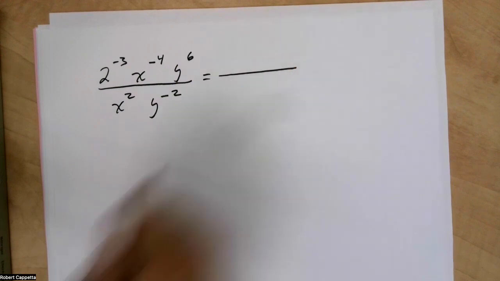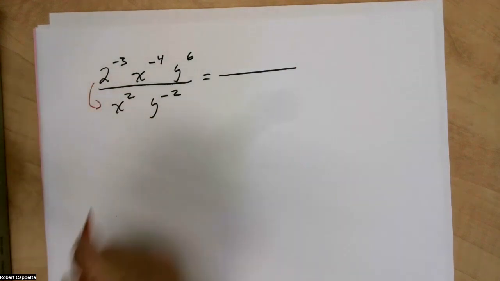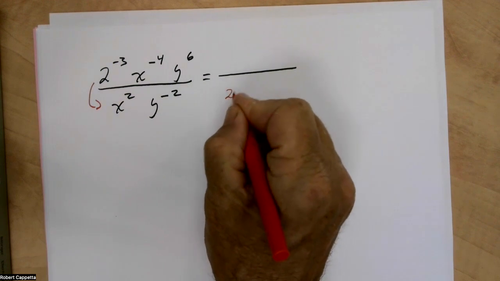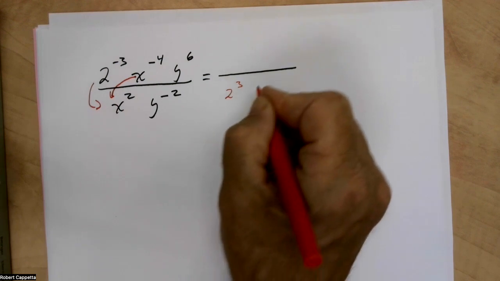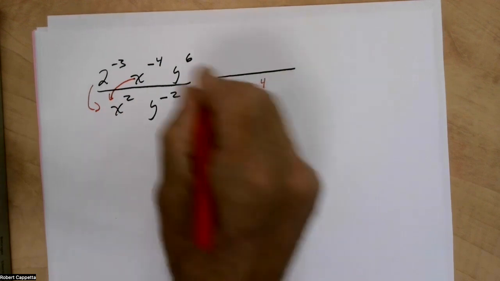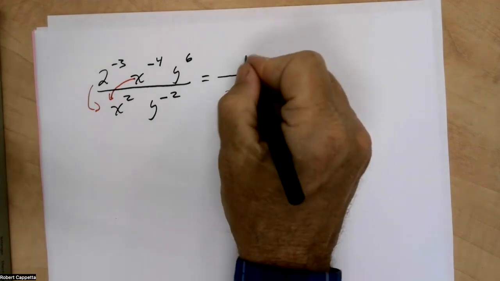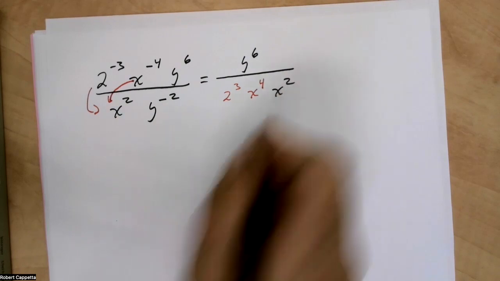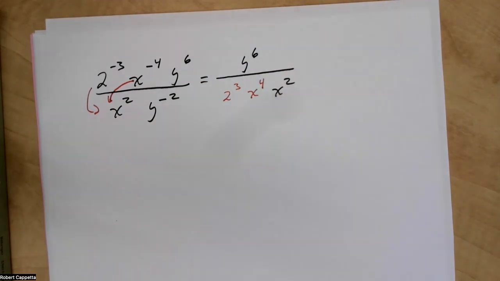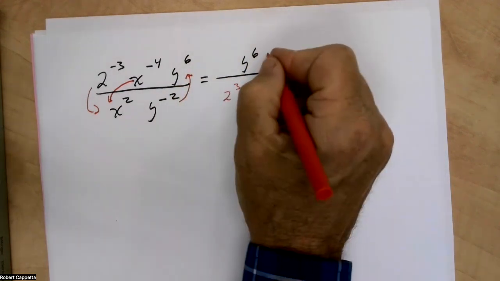We can do the long way, or we can recognize whenever you have a negative exponent, it moves, and the exponent changes. So 2 to the negative 3 moves downstairs and becomes 2 to the third. X to the negative 4 moves downstairs and becomes x to the fourth. Y to the 6 stays upstairs. X to the second stays downstairs. But y to the negative 2, negative exponent, moves upstairs and becomes y to the second.